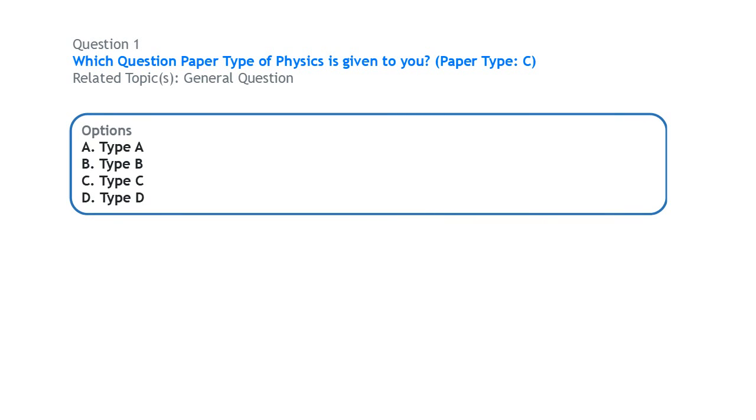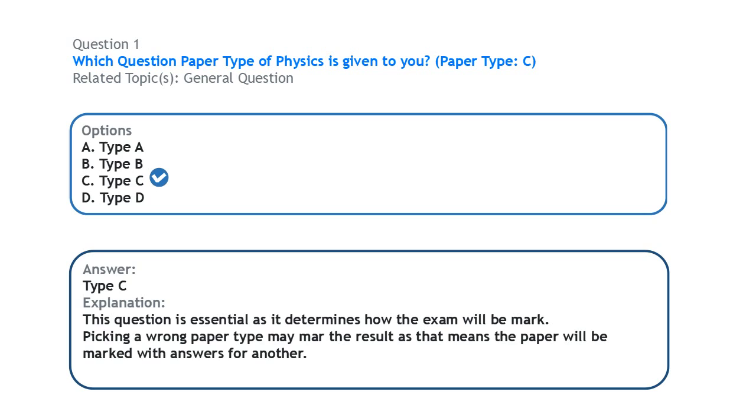Our first question here is on the paper type. Which question paper type of physics is given to you? In this recording, we are using the paper type C. Now this question is very important, because it determines how your exam is going to be marked. So you should endeavor to pick the paper type that corresponds to whatever you've been given. If you pick the wrong paper type, that means your answers are going to be marked against answers that are meant for another paper type or a different set of questions, and that can greatly affect your results. So you should endeavor to check the paper type that you've been given and choose the one from what you have here that corresponds to it.